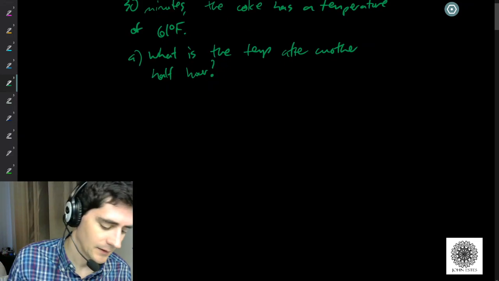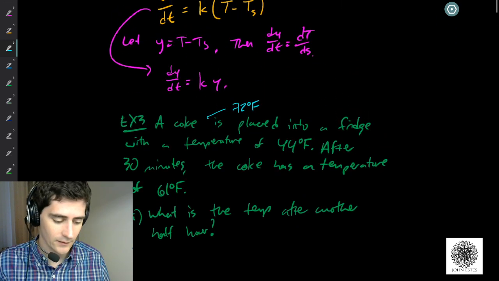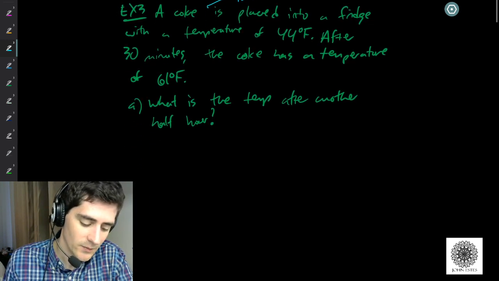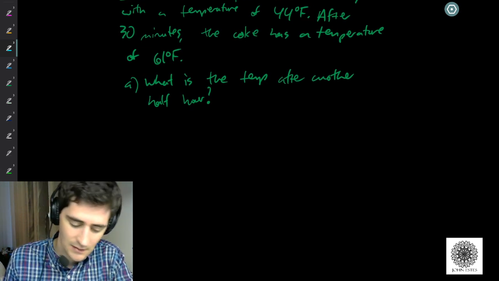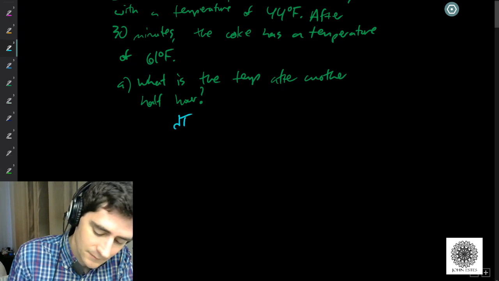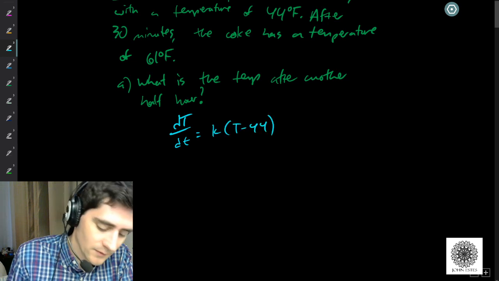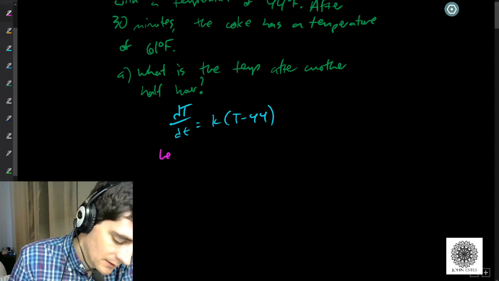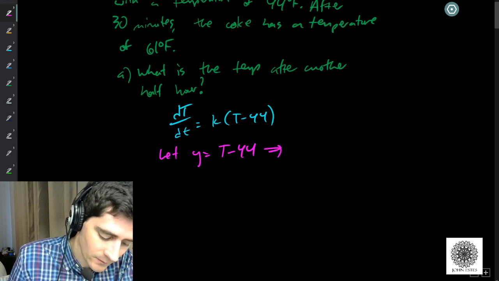Okay, good. So we are going to set up Newton's law of cooling, this equation, dT/dt equals k(T minus Ts). So the ambient temperature that this Coke is in, it's in the refrigerator, is 44 degrees. So we can say then that dT/dt equals k(T minus 44). All right, now we're going to do this clever substitution. We're going to let y be T minus 44. So then we end up with the equation dy/dt equals ky.